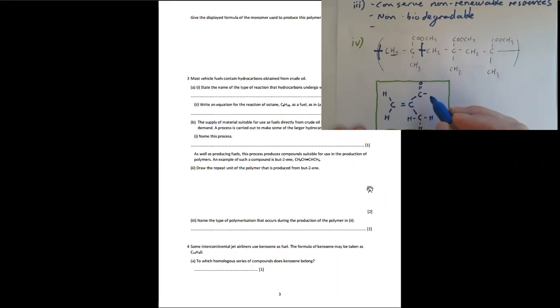Otherwise, it doesn't work. What do you mean? This one? Are we supposed to make 1 of this entire thing or 2 molecules? No, just one. Just one.